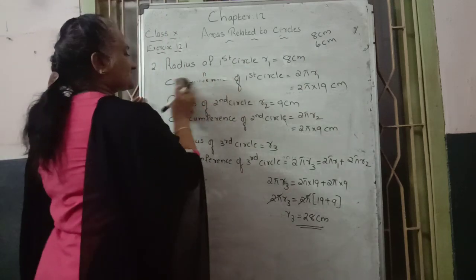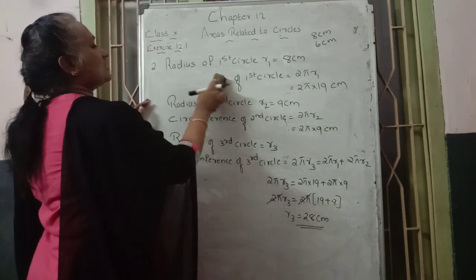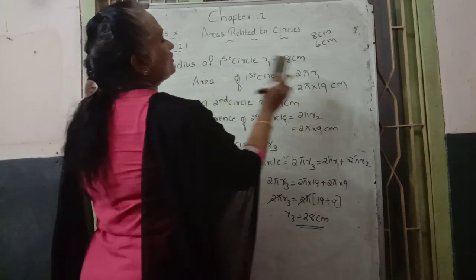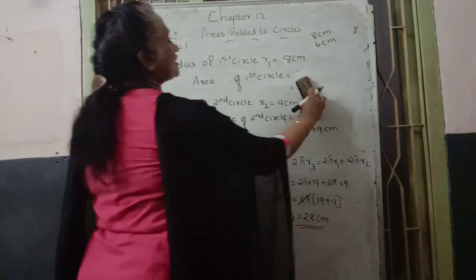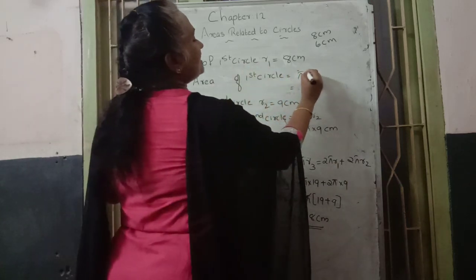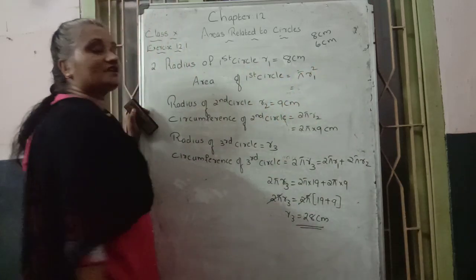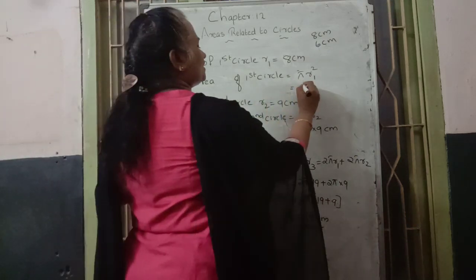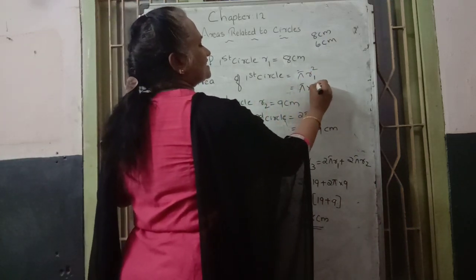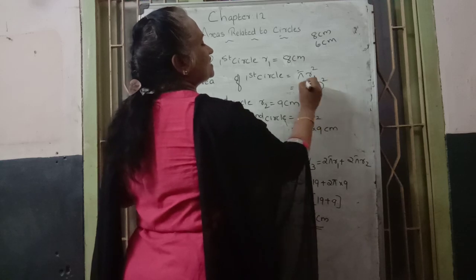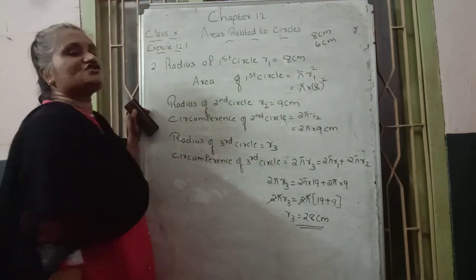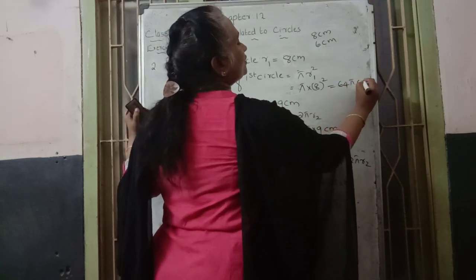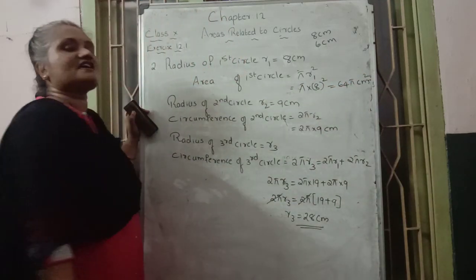Here, note, not the circumference; they asked the area of a circle. So the area of the first circle. What is the formula for the area of a circle? Pi r square. For identification, mark it as pi R1 square. R1 is 8, the radius of the circle, so 8 square is 8 times 8, which is 64 pi. Unit for area? Centimeter square.